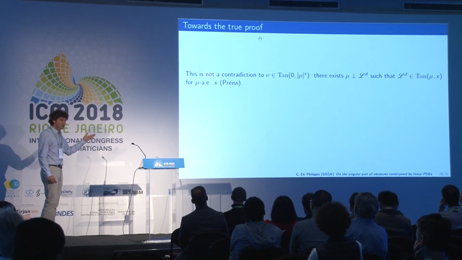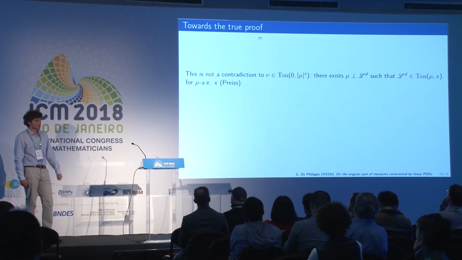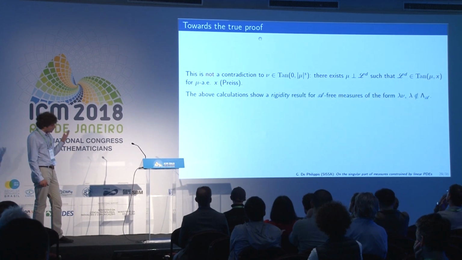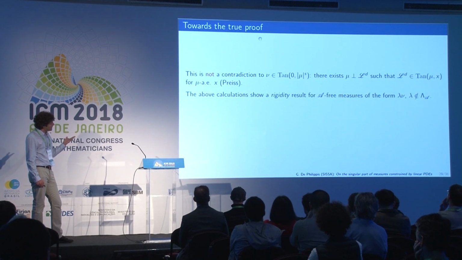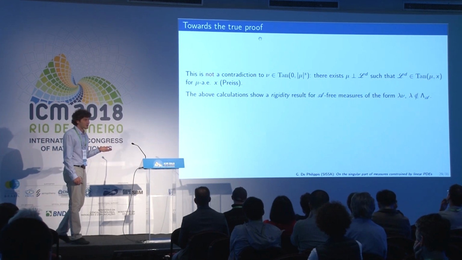So this is not a contradiction to the fact that we were zooming around the point which was predominant for the singular part. In a sense, what we have shown till now is a strong rigidity result for a measure of this particular form. But this rigidity result is not enough to conclude.